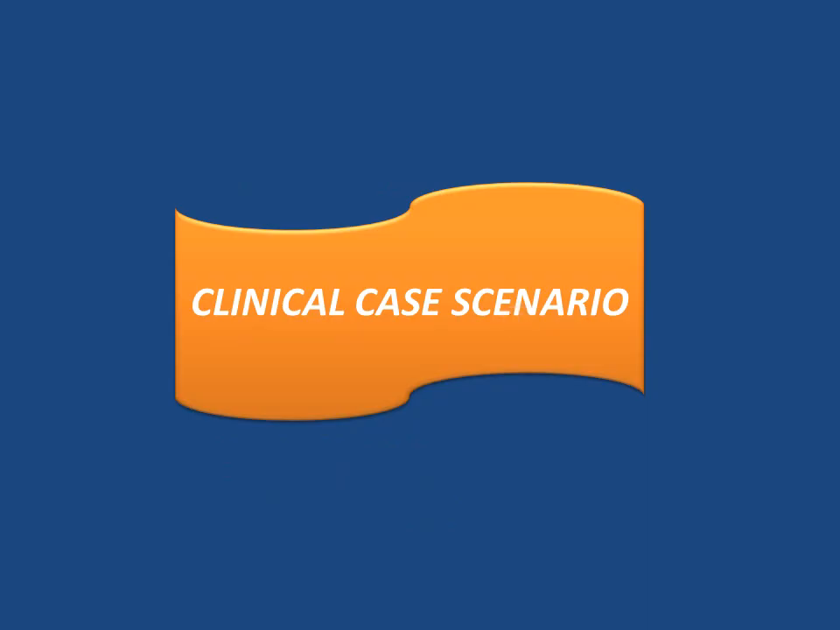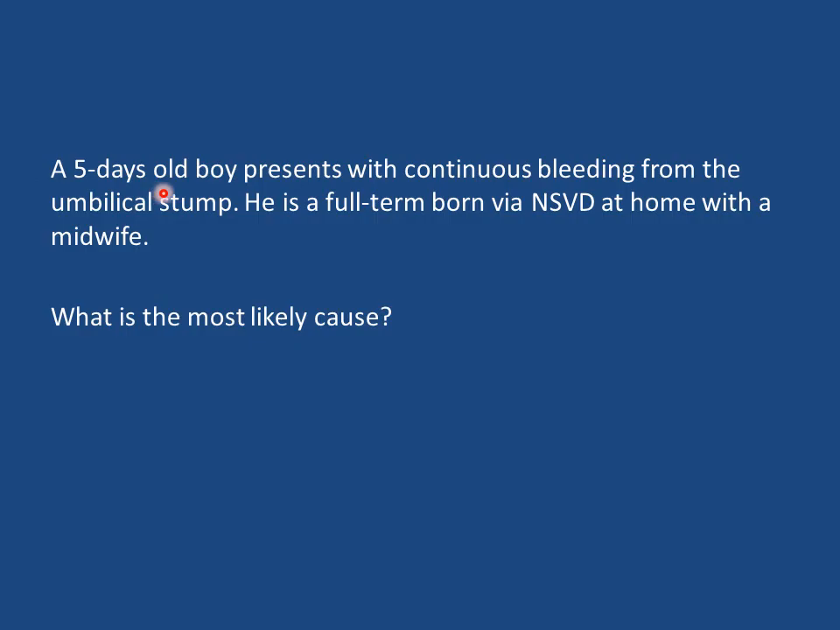Another case scenario. This is a 5-day-old boy presenting with continuous bleeding from the umbilical stump. He is a full-term baby born via normal spontaneous vaginal delivery at home with a midwife. What is the most likely cause? The key word in this case is a recent birth, 5 days old, presenting with bleeding, and also born at home, which means that he did not receive vitamin K. This is a classic presentation of vitamin K deficiency.